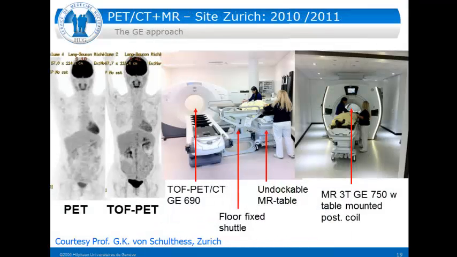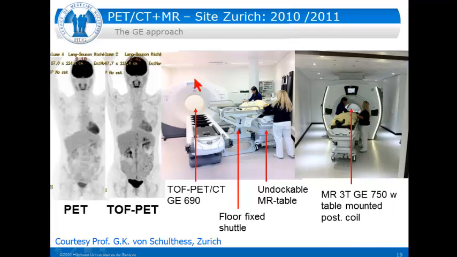Another approach was chosen by GE, and here I thank for these slides, which I got from Professor von Schulthess from Zurich. They have the approach that they are working with a normal time-of-flight PET-CT in one room, and in another room a 3 Tesla MR, and the table can be undocked from one and docked to the other machine, so you can avoid movement artifacts, other artifacts, and you can do very good software fusion of these two separate modalities. The big advantage is you can really do full time-of-flight PET-CT with diagnostic CT.